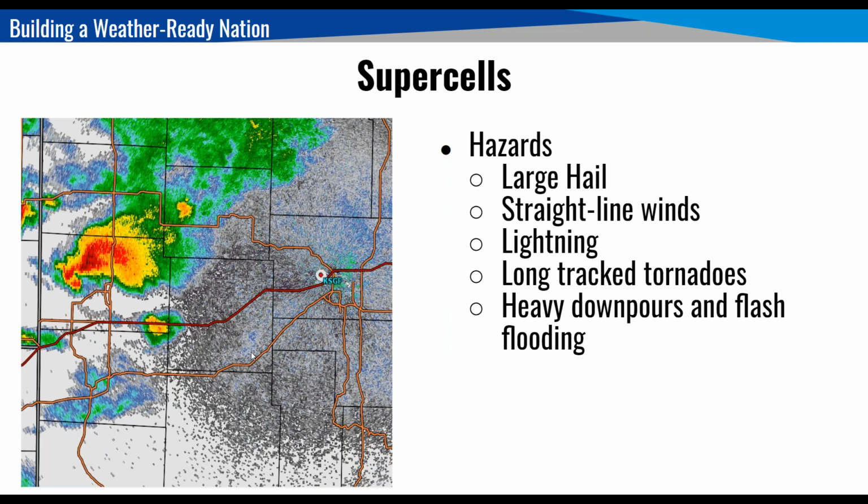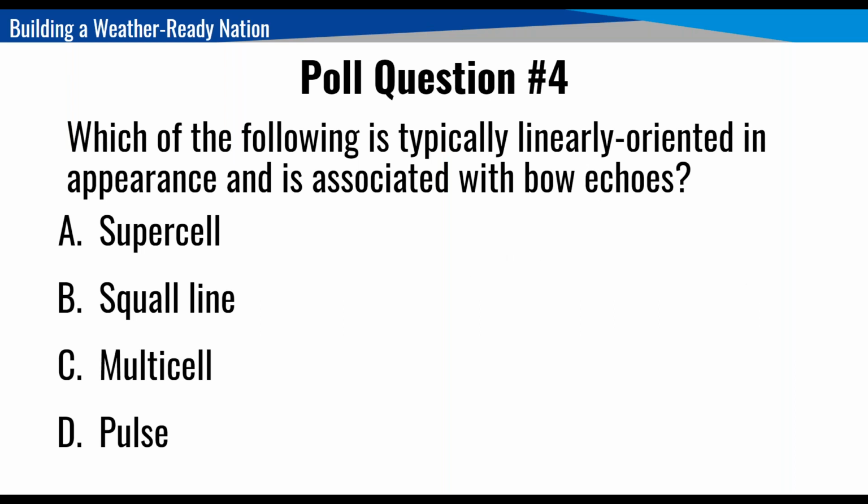They can also produce straight line winds and long track tornadoes. Portions of the southeast United States actually saw this just a couple days ago, with a bunch of supercells developing and very long tracked, potentially violent and dangerous tornadoes occurring. And lastly, heavy downpours, flash flooding, and lightning, as mentioned, come with all the various thunderstorm types.